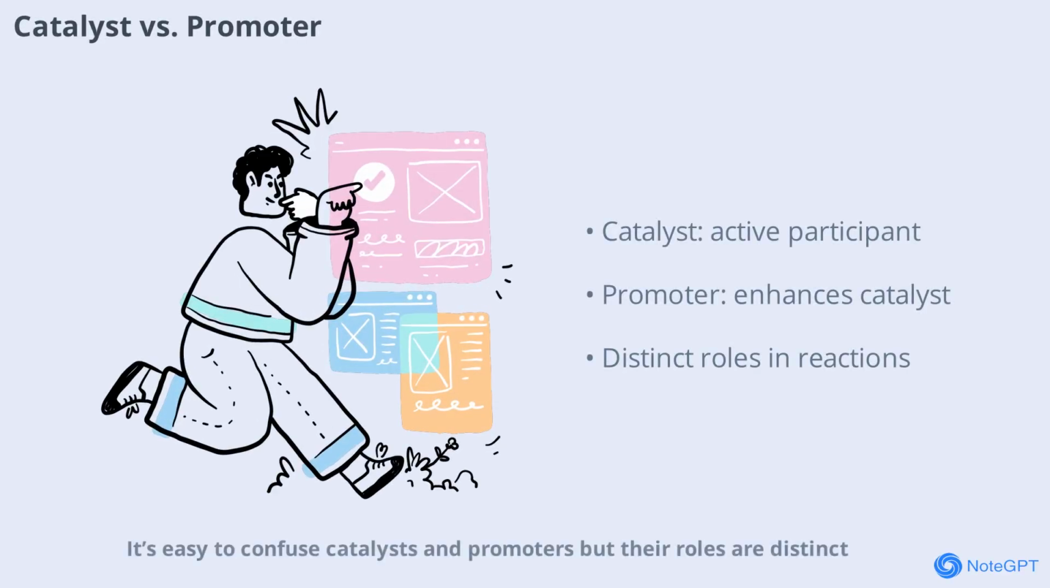It's easy to confuse catalysts and promoters, but their roles are distinct. Catalysts actively participate in the reaction mechanism, lowering the activation energy and increasing the reaction rate. Promoters, on the other hand, do not take part in the reaction itself. Instead, they modify the catalyst's properties, making it more effective. This difference is crucial in industrial chemistry, where optimizing reaction conditions can lead to better yields and lower costs. By understanding how promoters complement catalysts, chemists can design more efficient processes.